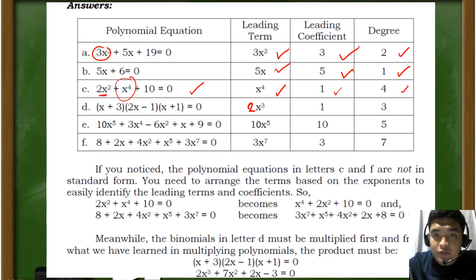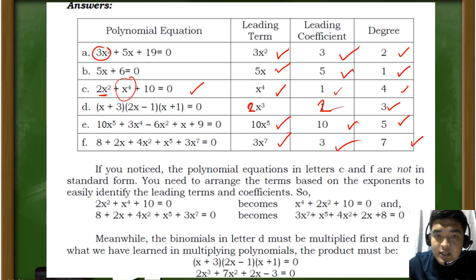Because the leading coefficient is 2, the degree is 3. Then we have 10x^5. For letter F, that is x to the power of 7, which is the biggest. Then 3, then x.